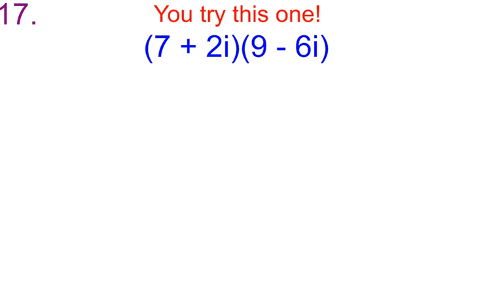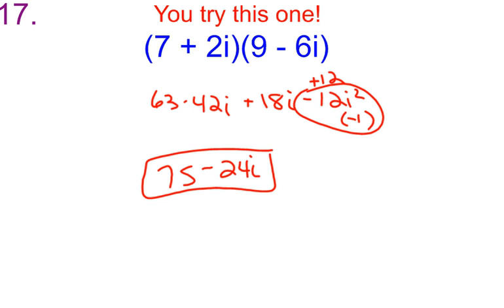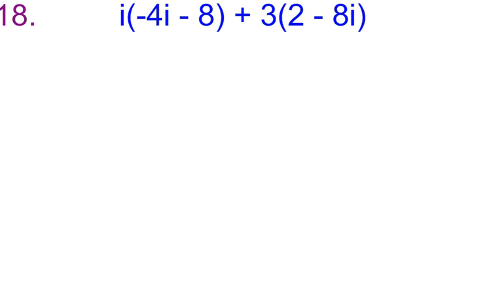Number 17, you'd get 63 minus 42i plus 18i minus 12i squared. Since i squared is negative 1, this area here is really a positive 12, right? So I'd have 63 plus 12, which is 75. Negative 42i plus 18i would be a negative 24i. So those are hopefully pretty simple for you because you guys have done a lot of multiplying binomials.